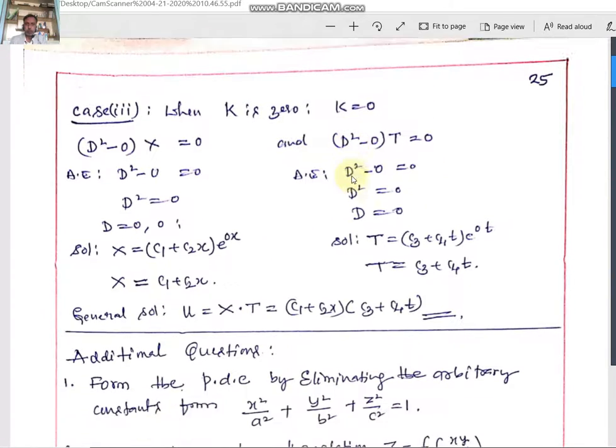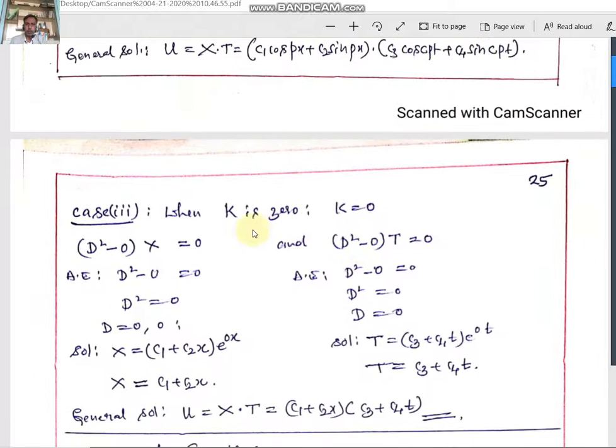When k is 0, our two equations will become (d square minus 0) into x is equal to 0, that is d square minus 0 is equal to 0 is the auxiliary equation, d square is equal to 0. Two values for d will be 0 comma 0. This is a repeated real root. In that case, the complementary function x is equal to c1 plus c2x we can write.